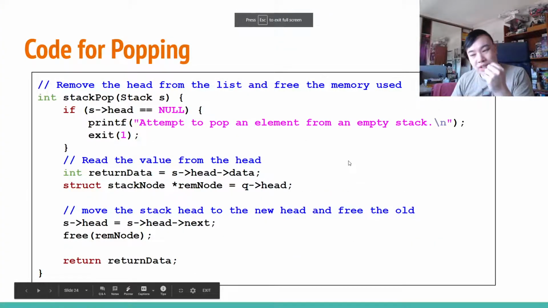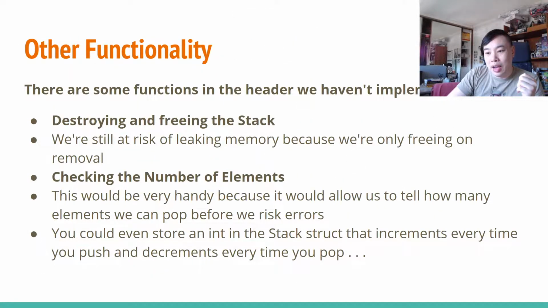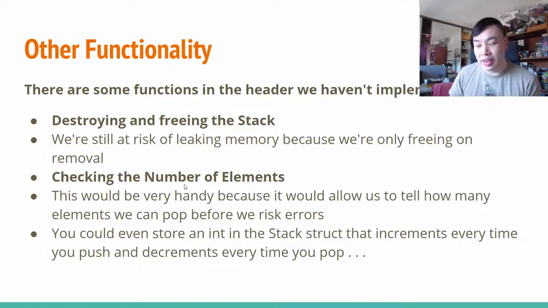Okay, so we've got code for pushing, code for popping, and there's other things that we haven't implemented that we actually have checked the number of elements. Sorry, not implements. We've implemented the number of elements. Say that 3 times fast.